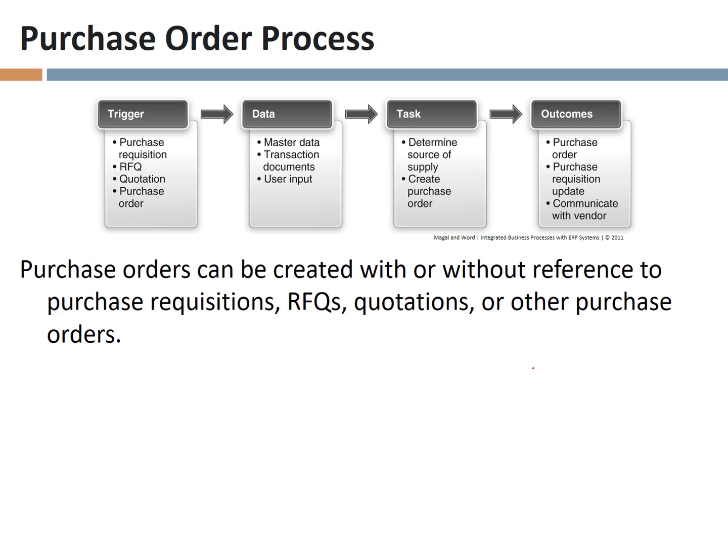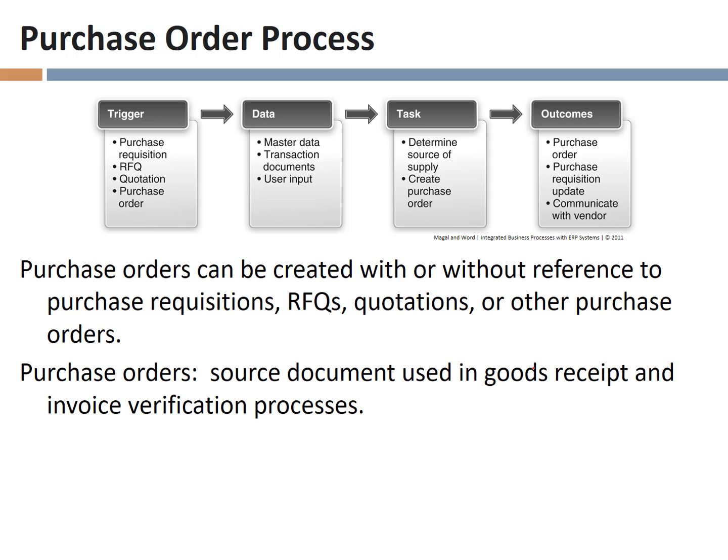But if I send out a request for a quotation, I get a quotation back, I can say, okay, I'm going to adopt the pricing and the quantities off of a particular quotation. Or I can go back into the system, find an old purchase order, and just basically say, I want this again. And maybe change the quantities, and change the dates, but otherwise leave everything else the same. So there's lots of different ways that purchase orders can be created.